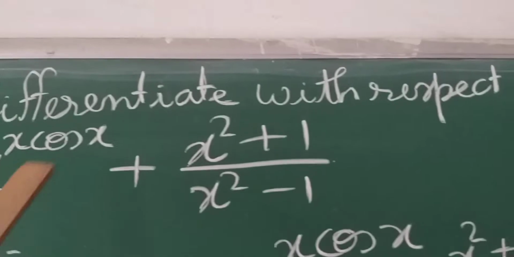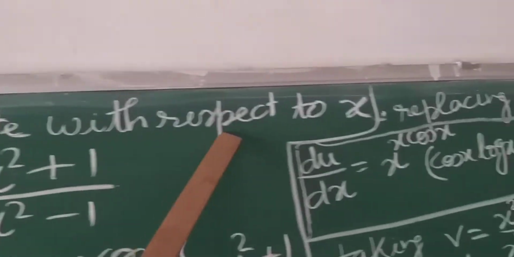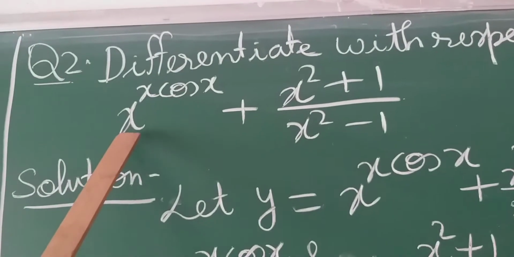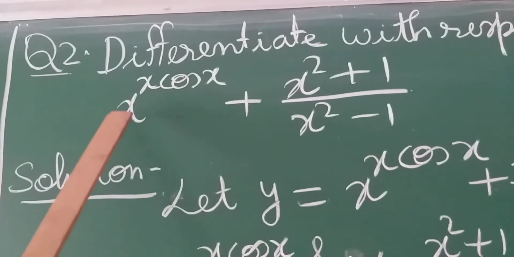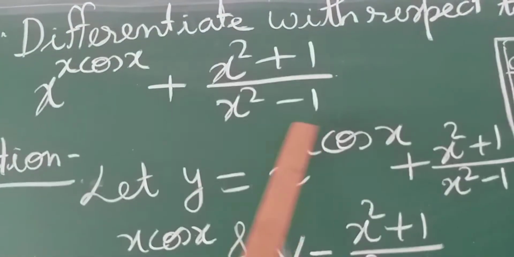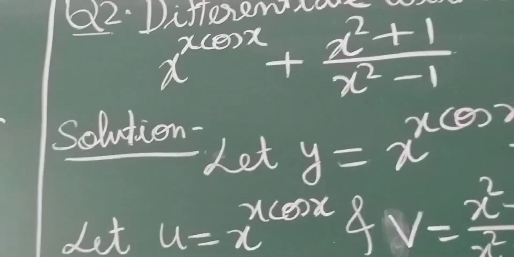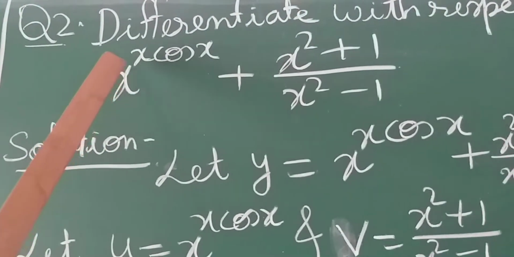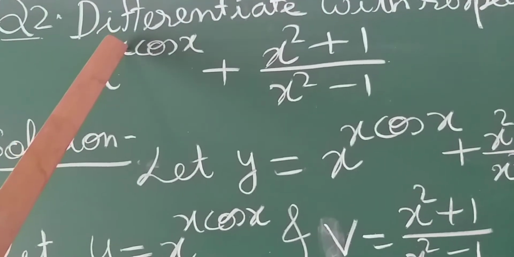Now students, next question, differentiate with respect to x. Students, you can see the question: x to the power x cos x plus x square plus 1 upon x square minus 1. Now students, you can see the main variable is x and x is also given in power.